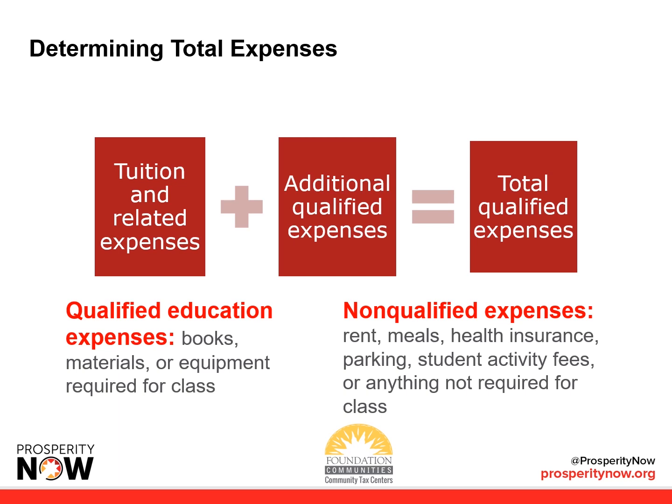For qualified education expenses, these are books, materials, or other equipment required for class. Non-qualified expenses are rent, meals, health insurance, parking, student activity fees, or anything not required for class.